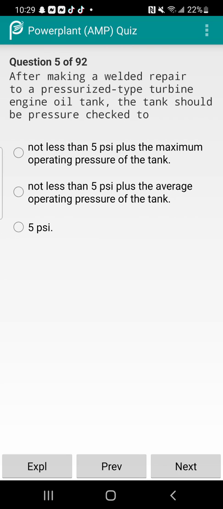After making a weld repair to pressurized type turbine engine oil tanks, the tanks should be pressure checked to not less than 5 psi plus the maximum operating pressure of the tank.